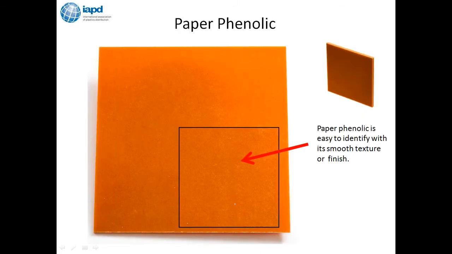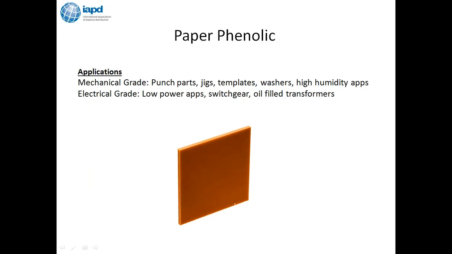Paper phenolic, in this blown up picture, is very easy to identify because it's got the very smooth finish or texture to it. Some of the applications for paper phenolic are punch parts in mechanical grade, jigs, templates, washers, and high humidity applications, a very good part where water absorption is an issue. In electrical grade, low power apps, switchgear, oil-filled transformers.